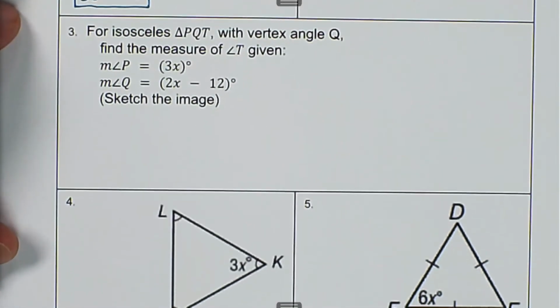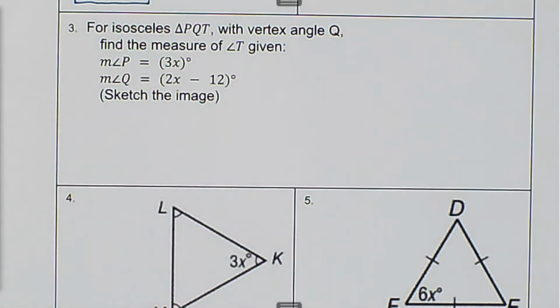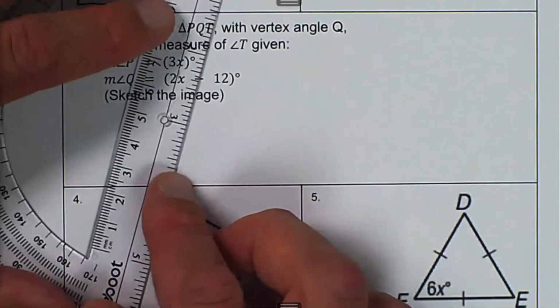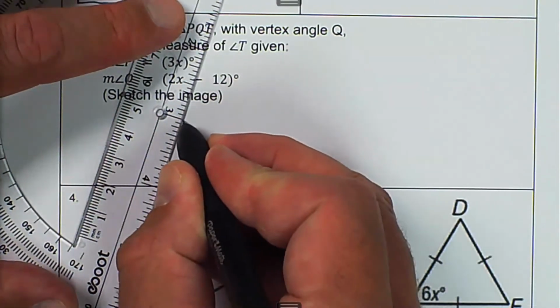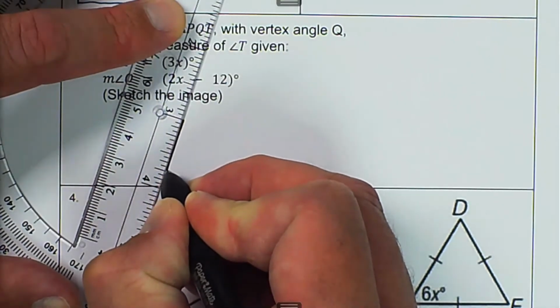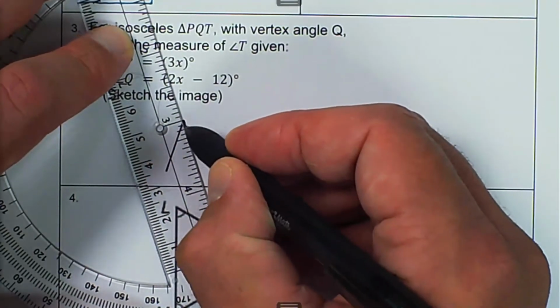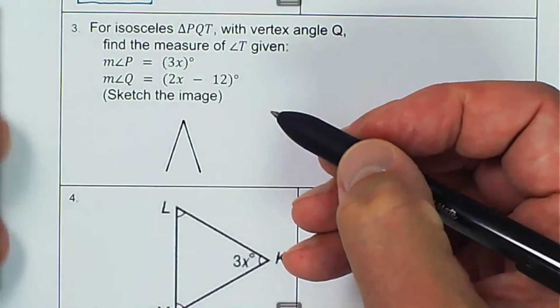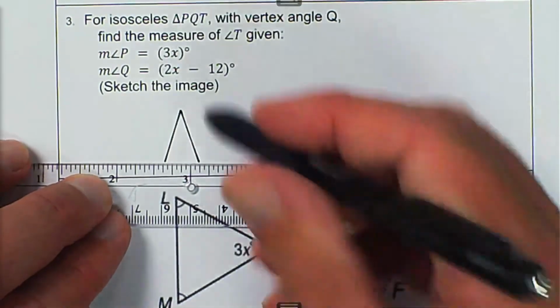Now we're looking at example 3. It says, for isosceles triangle PQT with vertex Q, find the measure of angle T, and then it gives us some more information. It tells us that it's an isosceles triangle, and then it says sketch the image. So we want to make the sides equal. I'll go 3/4 of an inch and 3/4 of an inch. So I know that the sides are equal, and we'll put that measurement across the bottom.